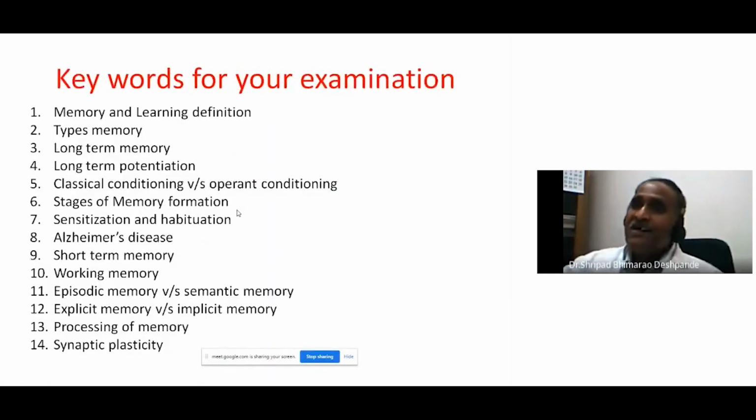Okay. With these things, I have covered the entire topic of memory and learning, and these are some of the keywords: memory and learning, the types of memory, long-term potentiation, classical conditioning versus operant conditioning, stages of memory formation, sensitization and habituation, Alzheimer's disease, short-term memory, working memory, episodic memory versus semantic memory, explicit memory versus implicit memory, processing of memory, synaptic plasticity, other lifetime changes, and how to improve memory, the enhancement procedures. Try to recall all that.